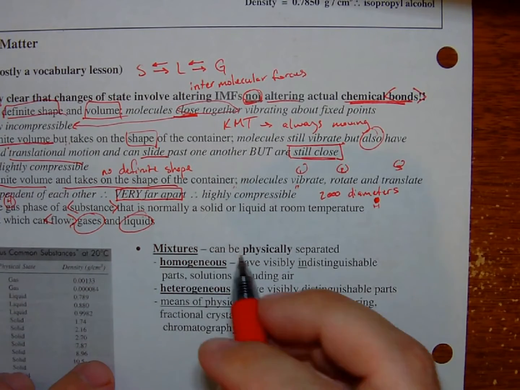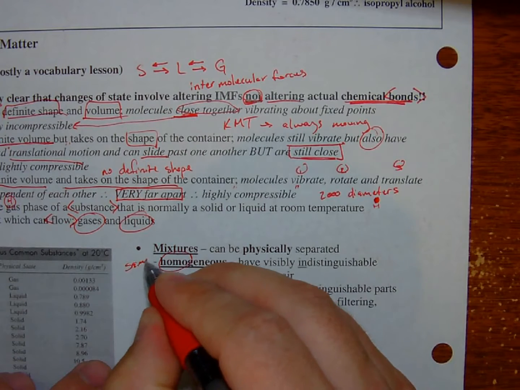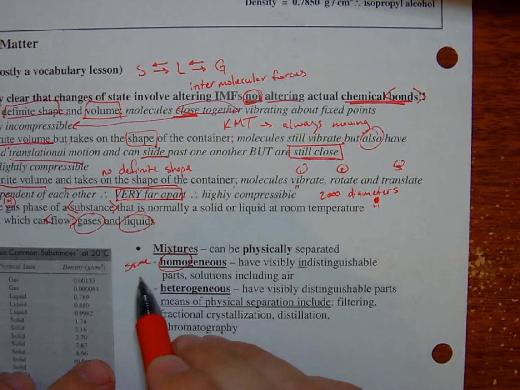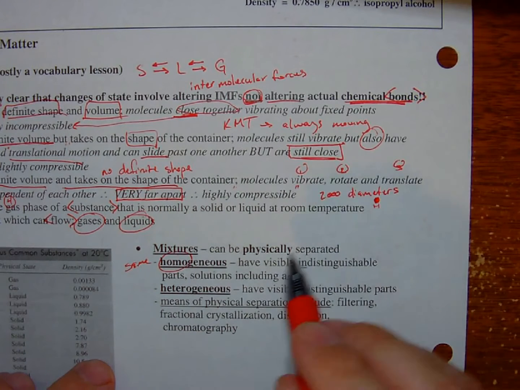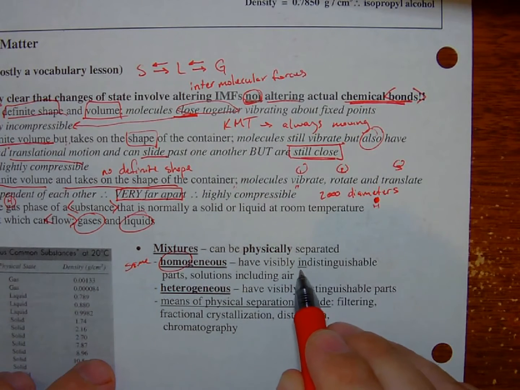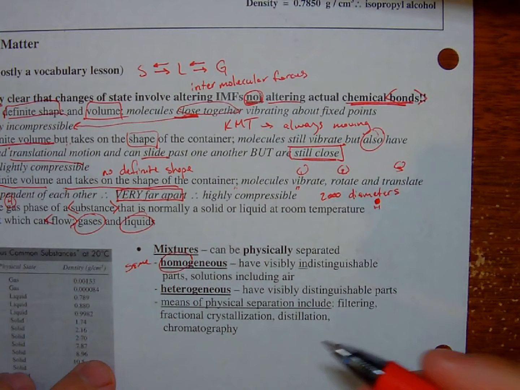We have homogeneous mixtures, right? So homo means same. I remember that just by this prefix right here. It's the same all the way through. So a homogeneous mixture has visibly indistinguishable parts. I mean, you can't tell the difference because it's the same all the way through. It's mixed up really, really well.